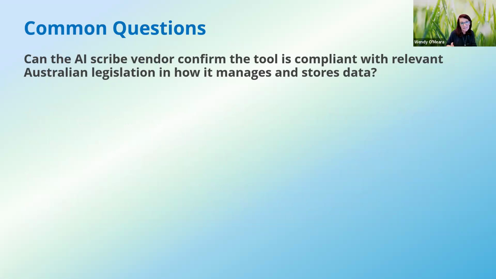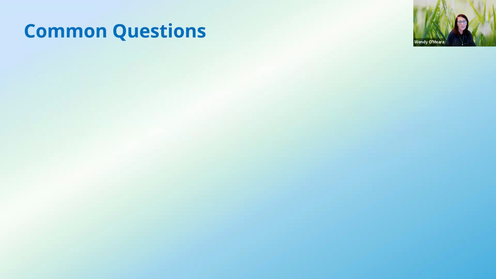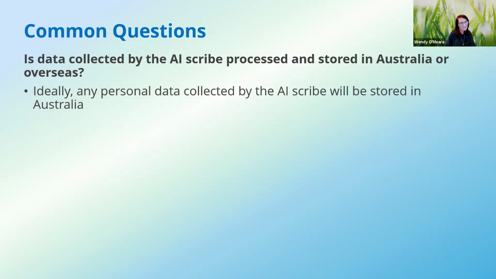Can AI Scribe vendors confirm the tool is compliant with relevant Australian legislation? So make sure they can say, yes, we meet the Australian Privacy Act and we meet the Australian Privacy Principles, and we are in accordance with the Privacy Act 1988. So that should be clear right from the start that yes, we are basically meeting all the relevant data security points.